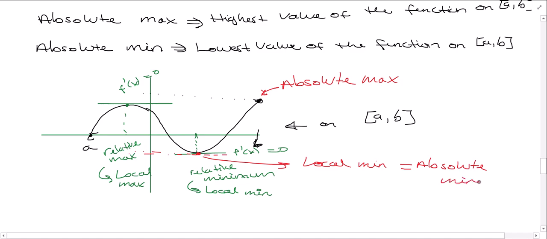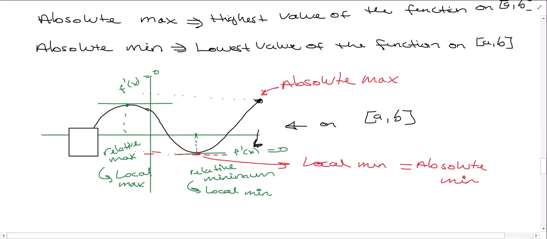So that's why the extreme value theorem says that when you're in a closed interval, your absolute max and your absolute min, together, plural, we say the absolute extrema of the function, occur either at a critical number, so a local max or local min, or at an endpoint.